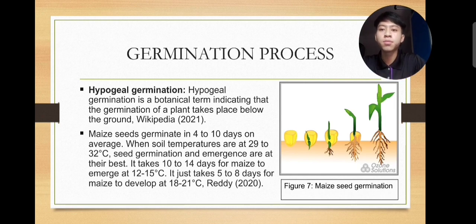For the germination process, maize plant seeds germinate in a hypogeal way, where germination of a plant takes place below the ground. Maize seeds germinate in 4 to 10 days on average when soil temperatures are at 29 to 32 degrees Celsius. Seed germination and emergence are at their best. Then it takes 10 to 14 days for maize to emerge at 12 to 15 degrees Celsius. And lastly, at 18 to 21 degrees Celsius, the maize plant takes about 5 to 8 days to develop.